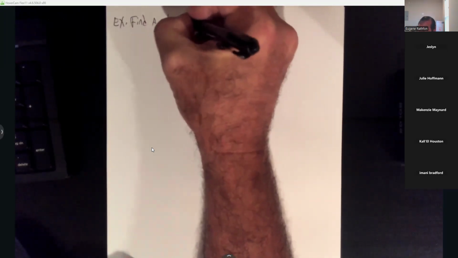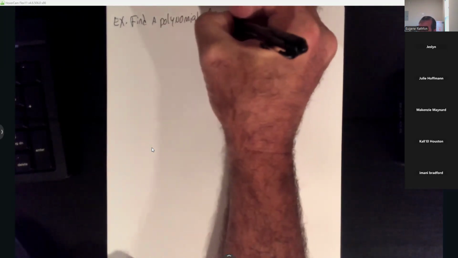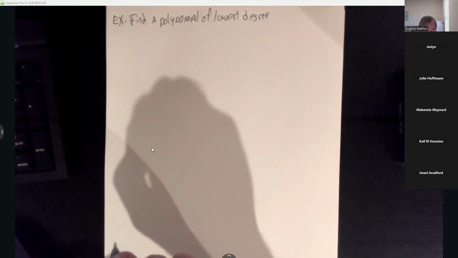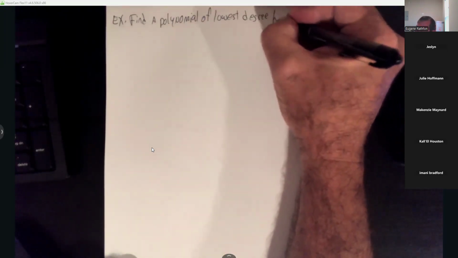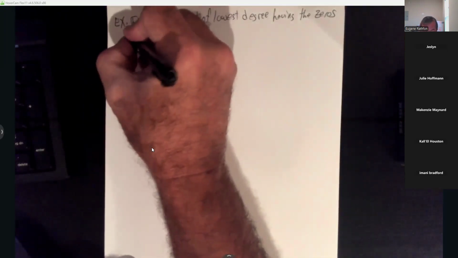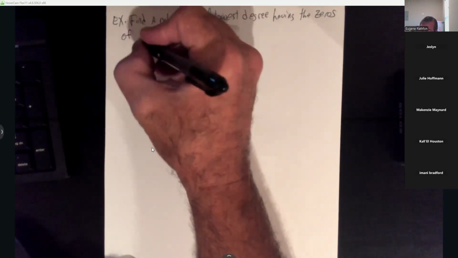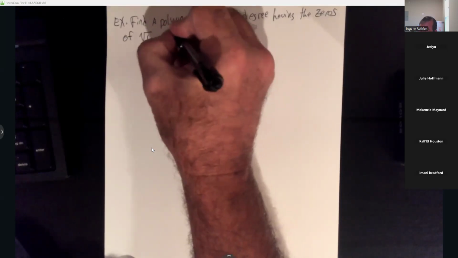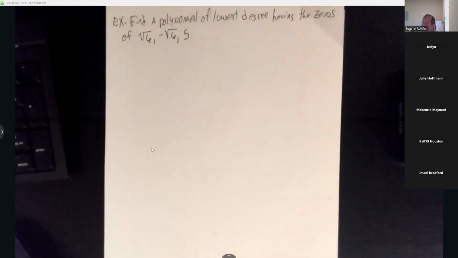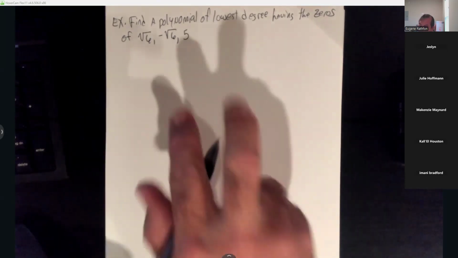Hey, y'all, so look at this next one. I'm going to find the polynomial of lowest degree having the zeros of square root of 6, a negative square root of 6, and 5. All right, so they're giving me radicals on this one.